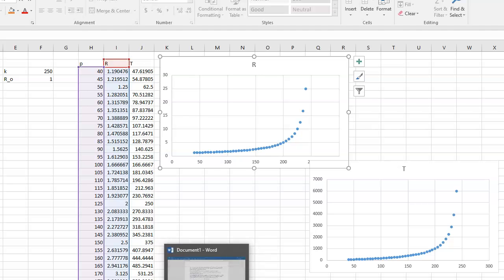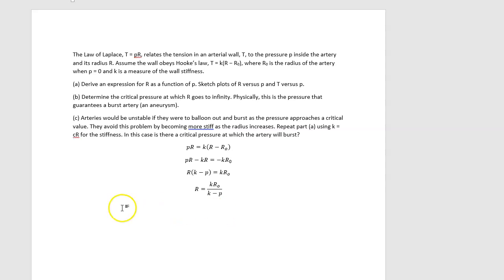Okay, so let's go back to part C in this, right? Arteries would be unstable if they balloon out, right? Okay. So what happens is they actually get more stiff. So K is actually CR, where C is a stiffness, right? So basically, as the radius increases, the stiffness of the artery increases. So if I put in K as CR, I'm just going to start here again, copy that down here, and we're going to change K to CR.